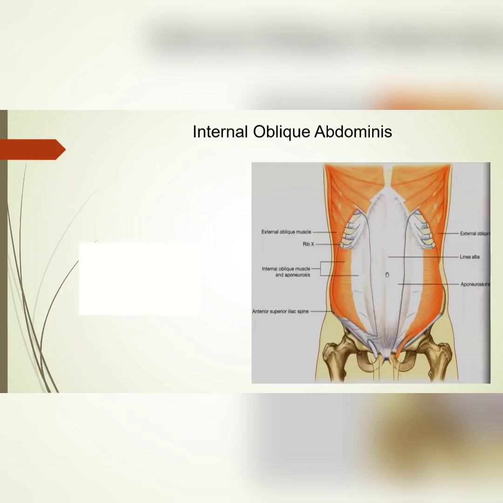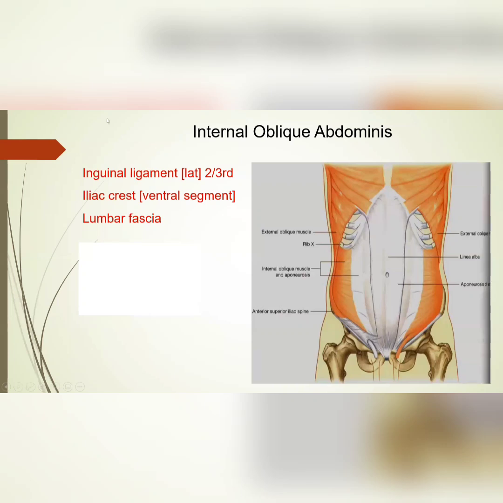Now let us look at the internal oblique abdominis. Okay. Now the internal oblique takes origin from the inguinal ligament, the iliac crest, and from a fascia that is present on the posterior abdominal wall, which is known as lumbar fascia. So just think about its origin. Okay, it's from the region of the inguinal ligament and the iliac crest. Okay, this is the origin from the inferior and the lateral aspect of the abdomen.